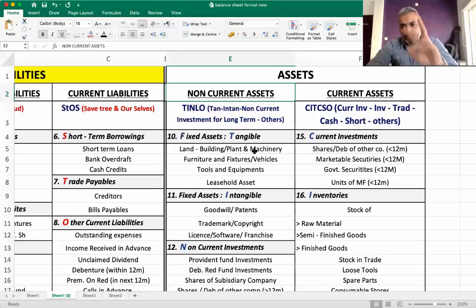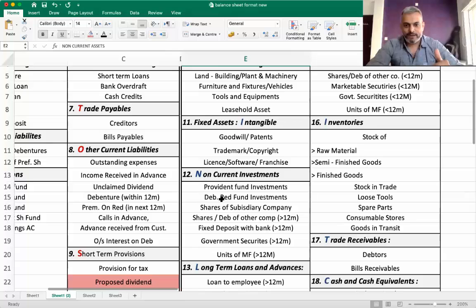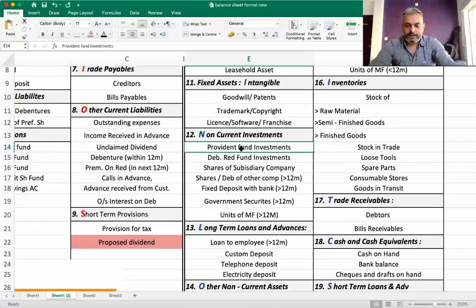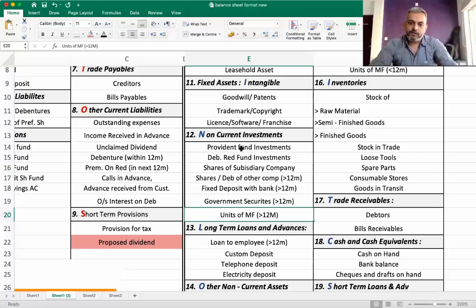Now, again, investments are of two categories. One is for a longer period of time, which is there for 3 years, 4 years, 5 years, 10 years, and other is for a shorter period of time. So first is fixed asset, then investment, what we used to do in a normal partnership or sole proprietorship. Same thing over here: fixed asset, tangible, intangible, non-current investments. Important, please pay attention: PF investment, debenture redemption fund investment, which we have just seen in the previous chapter, shares of subsidiary company, shares and debentures of other company for more than 12 months, FD, government security, units of mutual funds. So this is non-current investment.